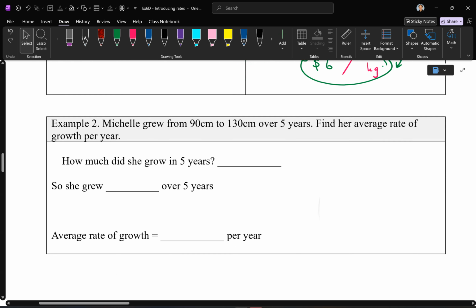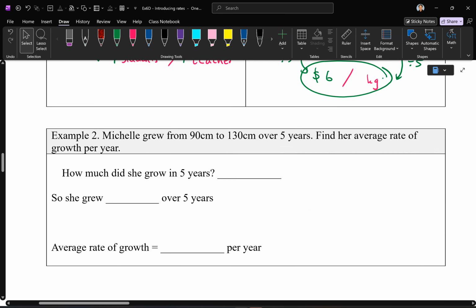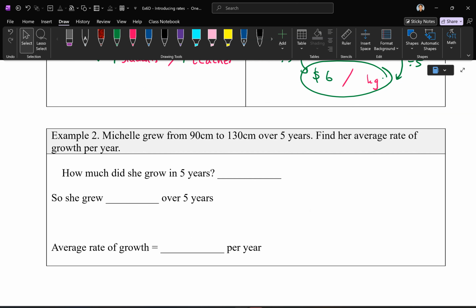All right, let's try this one. So this is a problem-solving one that you can figure out. Let's have a look. Michelle grew from 90 centimeters to 130 centimeters over 5 years. Okay, and the question is, what is the average rate of growth per year? So I just want to know per year. Instead of over 5 years, I know she's grown, but I just want to know, on average, how much she has grown every year?